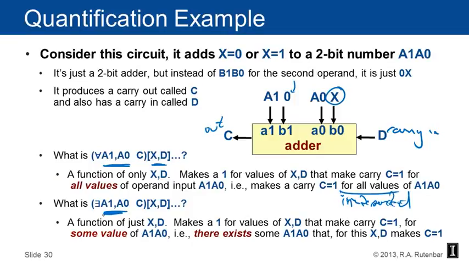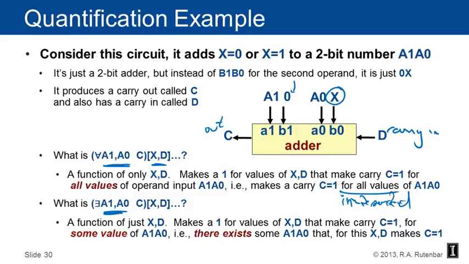Well, same kind of idea. This is also a function of just x and d. It makes a 1 for values of x and d that make a carry out for some value of a1 and a0. And so what this says is there exists a value of a1 and a0 that will make the carry out 1 if you tell me this x and d. I don't know what it is, and that's a little strange, right?